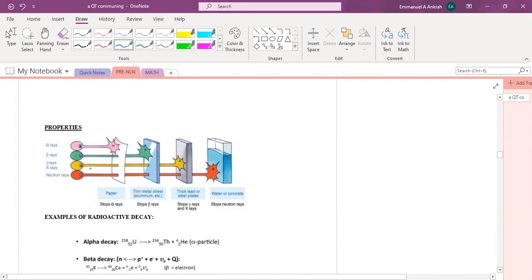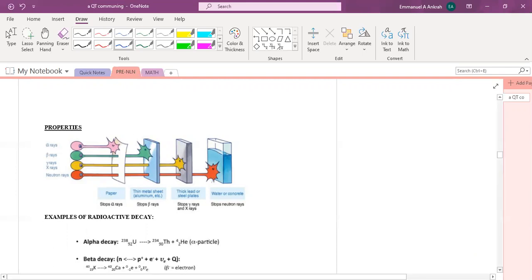Then we take gamma. Gamma can go through paper and through the thin aluminum metal sheet, but it can be stopped by thick lead or steel plates. It has to be thick lead or steel plates. That can stop the gamma and the X-rays. And then the other one is called the neutron rays. The neutron rays can be stopped by water or concrete. So the classification is based on how they can penetrate materials.